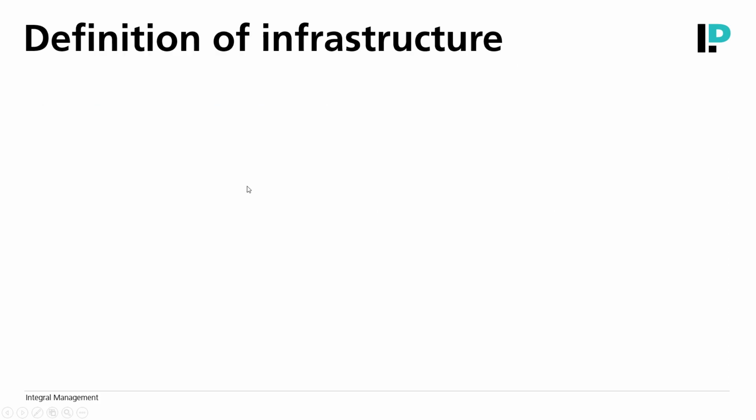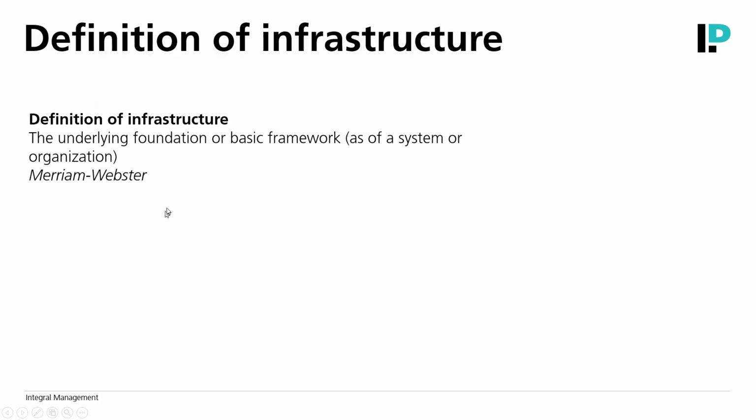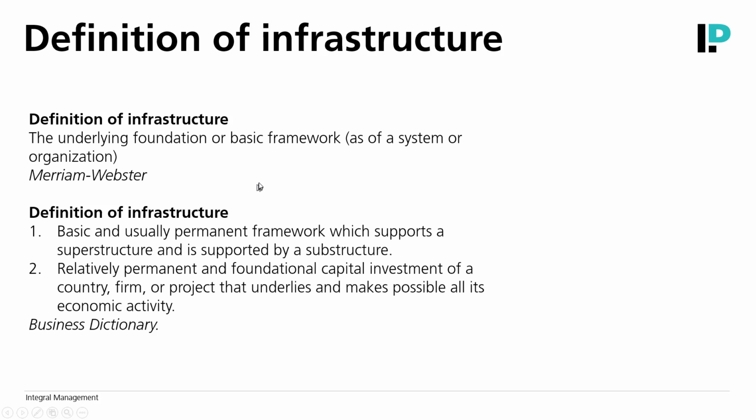So a definition of an infrastructure: it is the underlying foundation or the basic framework of a system or an organization. The definition is a basic and usually permanent framework which supports a superstructure and is supported by a substructure. So it is there, like the roads and the road signs and the traffic lights, but it supports the superstructure, which means a city and a society and human beings and so on.